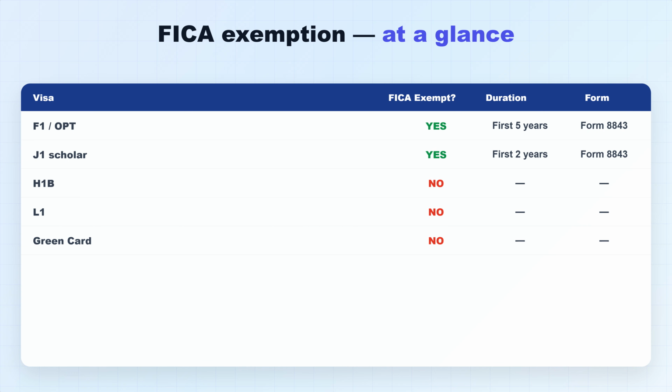Here's the whole exemption picture at a glance. F1 and OPT. Yes, exempt. First 5 years, file Form 8843. J1 scholar. Yes, exempt. First 2 years, Form 8843. H1B, no exemption. L1, no exemption. Green card, no exemption. This little table is your quick reference whenever a client's visa comes up.